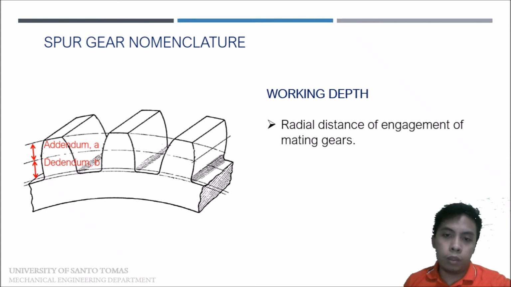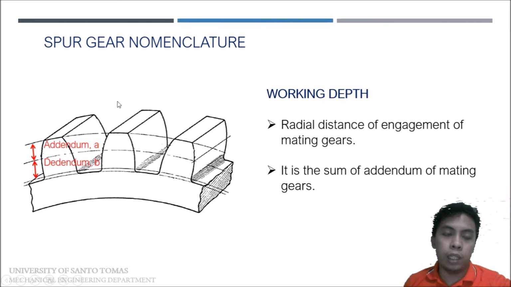Working depth is the radial distance of the engagement of mating gears. So it is the sum of the addendum of the mating gears. The addendum of the driven gear plus the addendum of the driving gear is called the working depth.